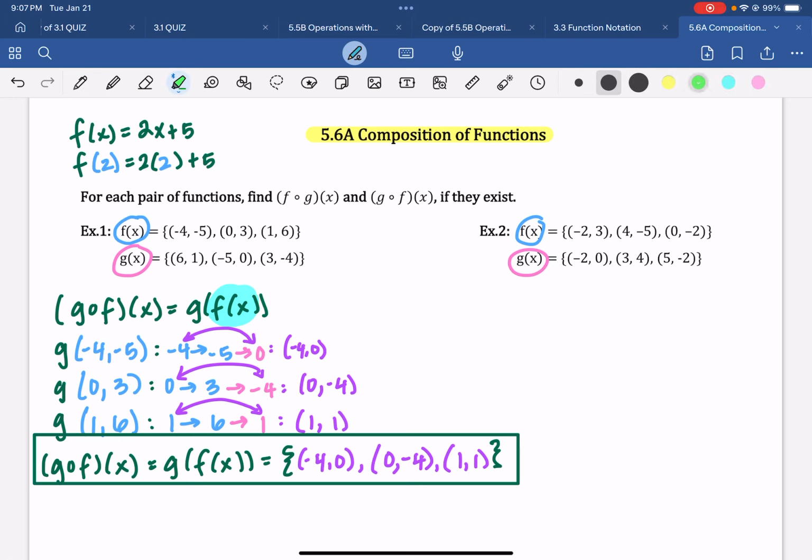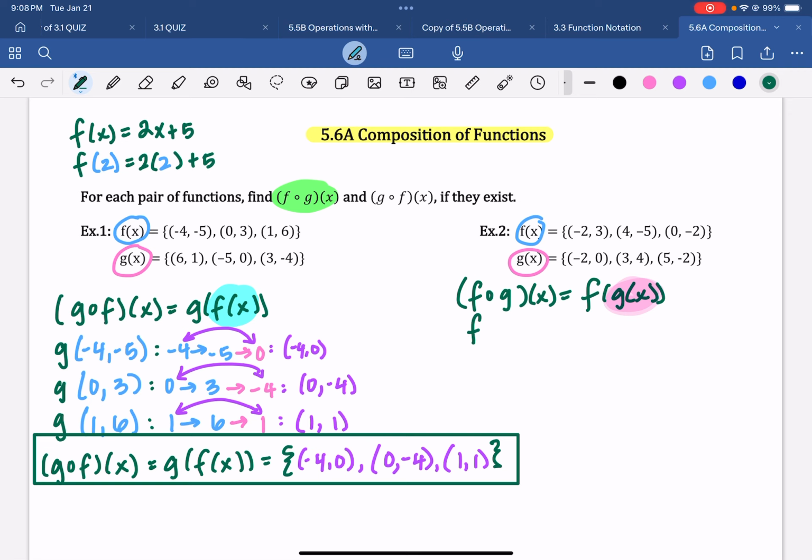And we're going to start with f of g of x. f circle g of x, also known as f of g of x. And whatever's inside is what you start with. Always start inside and work your way out. So we're going to apply f to the points on g, -2, 0, and 3, 4, and 5, -2.